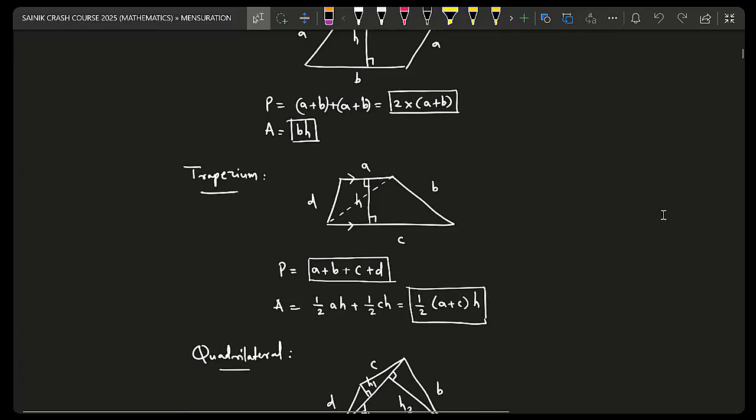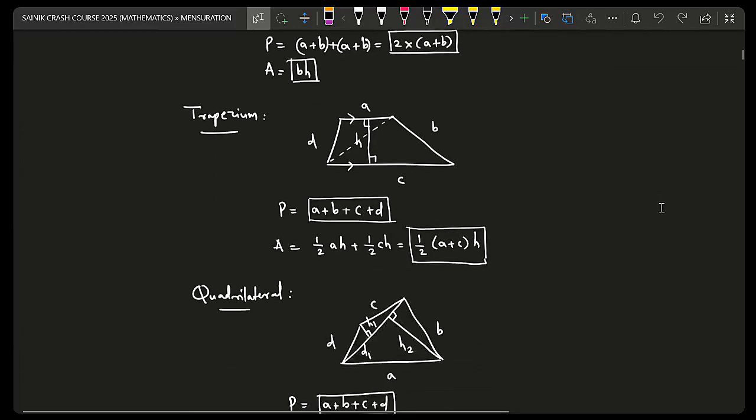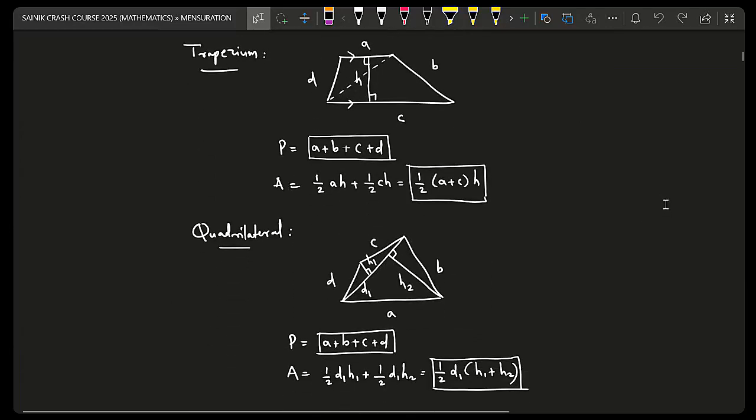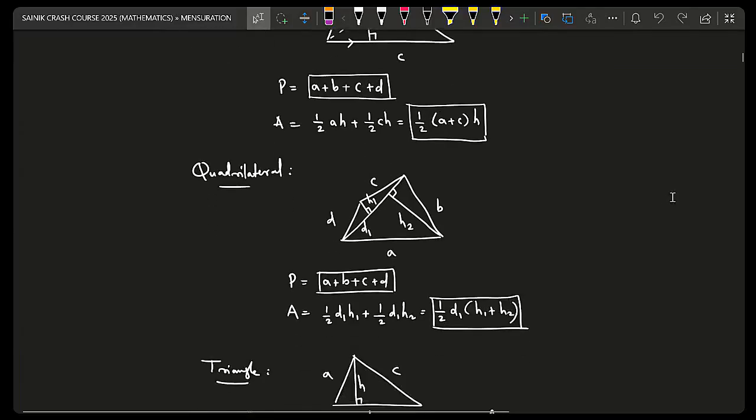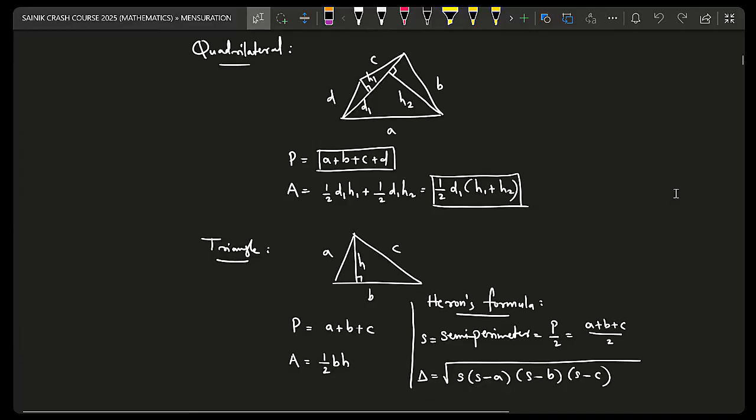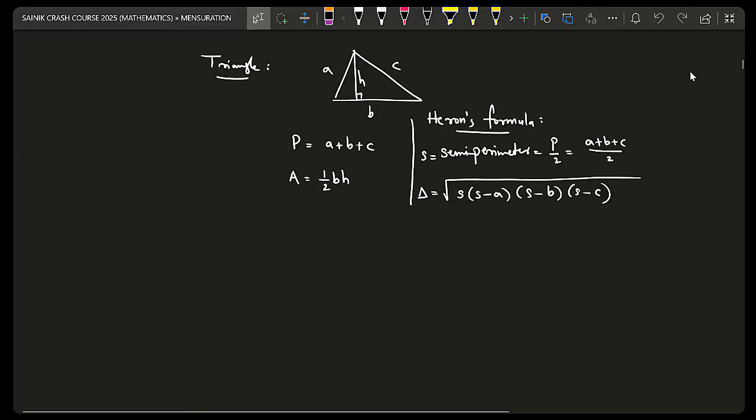Trapezium, sum of all the sides is perimeter, and area is half into sum of the parallel sides plus perpendicular distance between them. And quadrilateral, perimeter is sum of all the sides and area is half into diagonal into sum of the heights drawn onto the diagonal. And triangle, perimeter is sum of all the sides and area is given by half into base into corresponding height. So remember, the height should be drawn onto the considered base only.